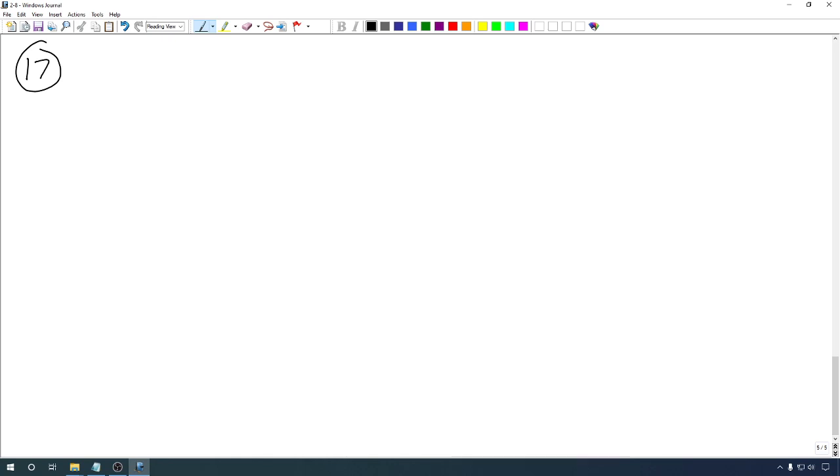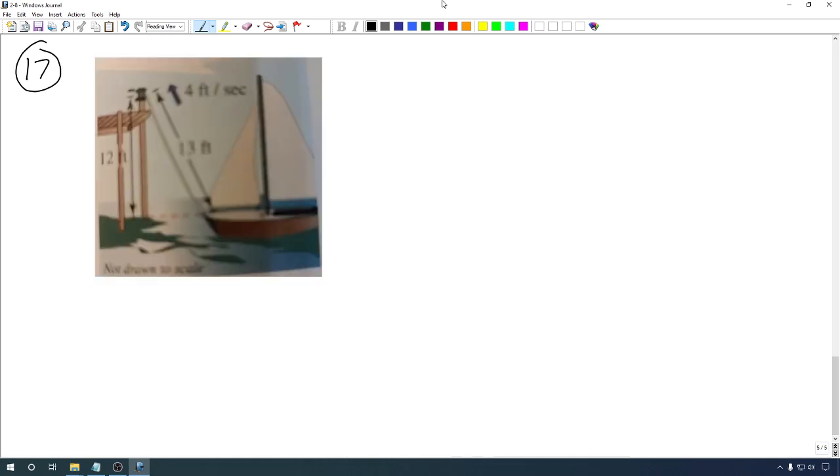So they actually give us a picture of this. Unfortunately, I wasn't able to get a really high quality version of that picture to put in here. But at least we have kind of an idea what's going on. We've got this boat in the water. The winch is way up here, 12 feet off the water. But the boat's being pulled by that winch.